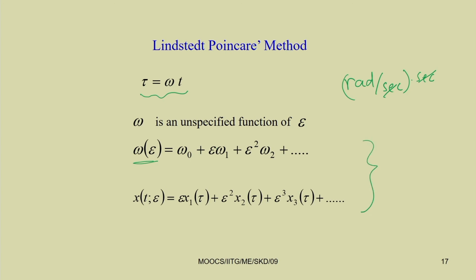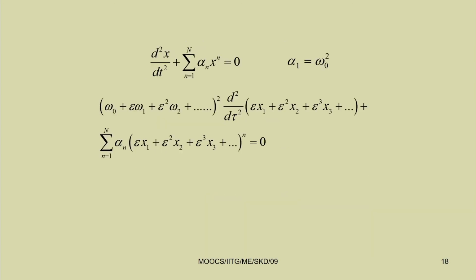So, now substituting these two in our original equation, that is x double dot plus omega 0 square x plus alpha x square plus beta x cube. In that form, or we can write this equation in a simplified way like this, that is d square x by dt square plus summation n equal to 1 to capital N, alpha n x to the power n equal to 0, where you can take alpha 1 equal to omega 0 square. This equation, if you take n equal to 3, will reduce to the previous equation which we have studied, otherwise you can take higher order terms also.